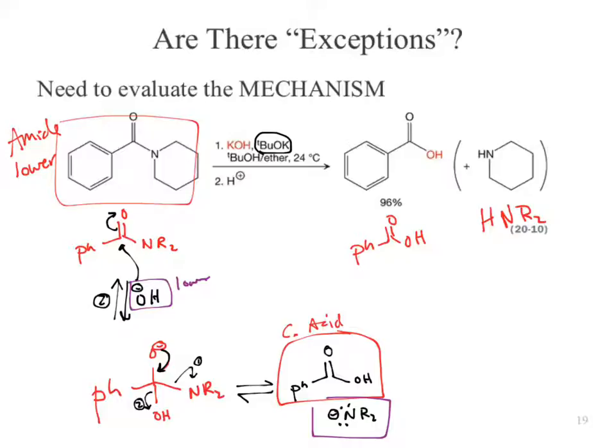C acid. How is that species going to act? Like an acid. How do nitrogens typically act? As bases. How do negative nitrogens act? Stupidly strong bases. What does that negative nitrogen do? Deprotonate. What is the result?